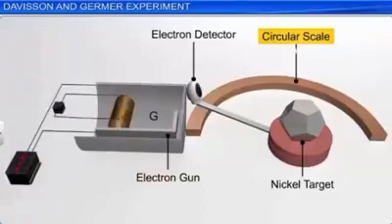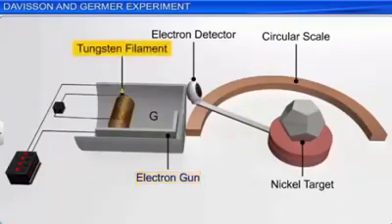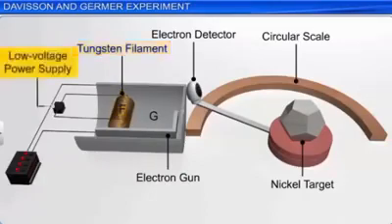The electron gun G is used to produce a beam of electrons. The electron gun constitutes a tungsten filament F coated with barium oxide and can be heated with a low voltage power supply. Electrons are emitted by the filament, and these are accelerated to a desired velocity by applying a suitable voltage from a high voltage power supply.